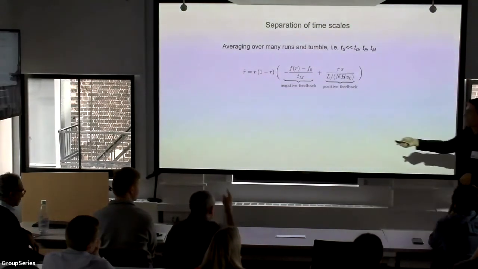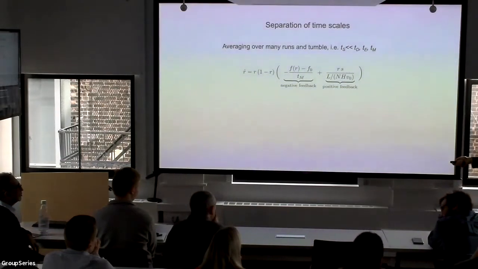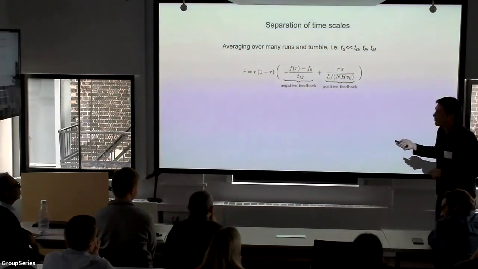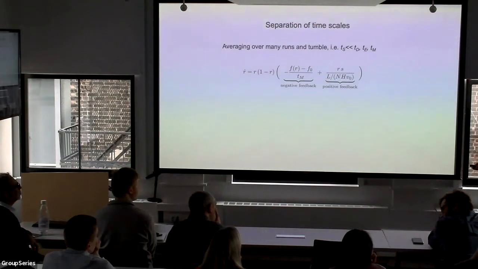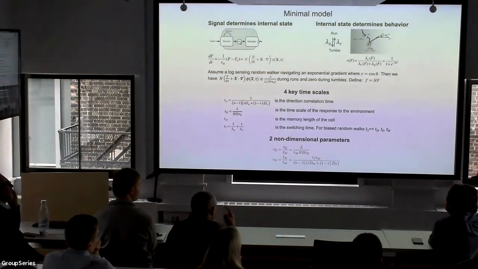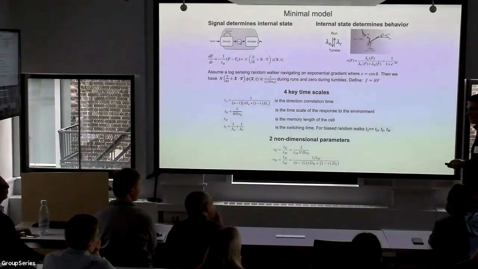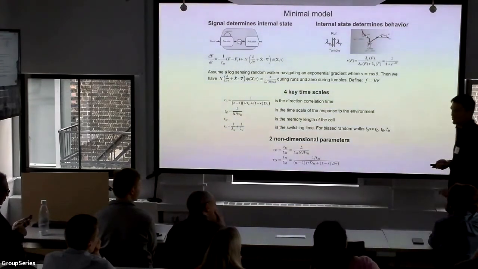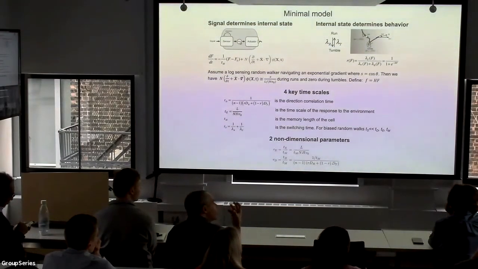Can you remind me again what is the definition of R? The definition of R is basically the ratio between the probability to tumble per unit time divided by the sum of the two. Can you explain again the nature of the positive feedback?